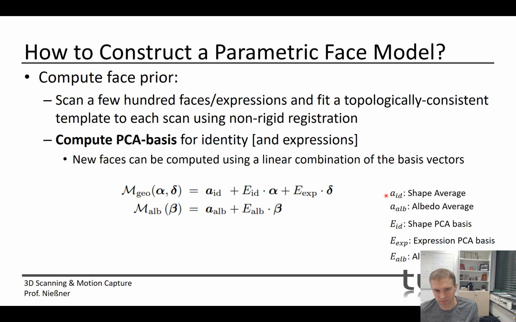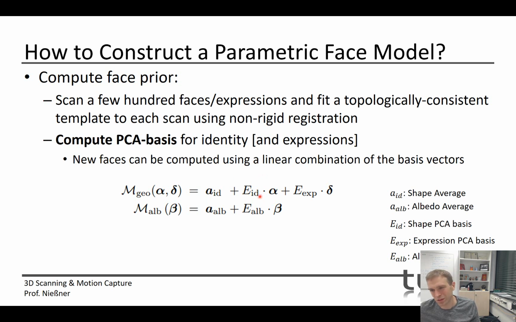And again, what we have is the shape average here. This is this one. We have the albedo average here. And from this average face and the average albedo, we're just computing the respective deltas from the identity deviation, from the expression deviation, and from the albedo deviation currently, right? Okay, and this is what we care about. This is what the PCA gave us, and I think this is pretty straightforward actually.